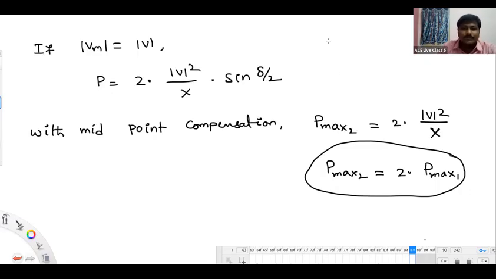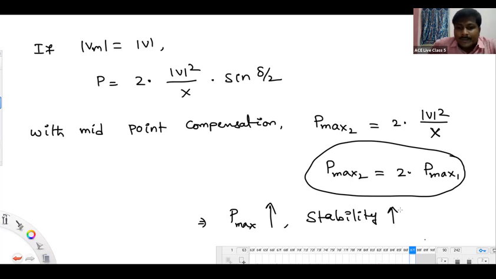Almost doubled. Right? That implies the maximum power transfer capacity value was increased, then definitely the stability of the system is going to be increased. Stability of the system will be increased. And the angle will decrease.